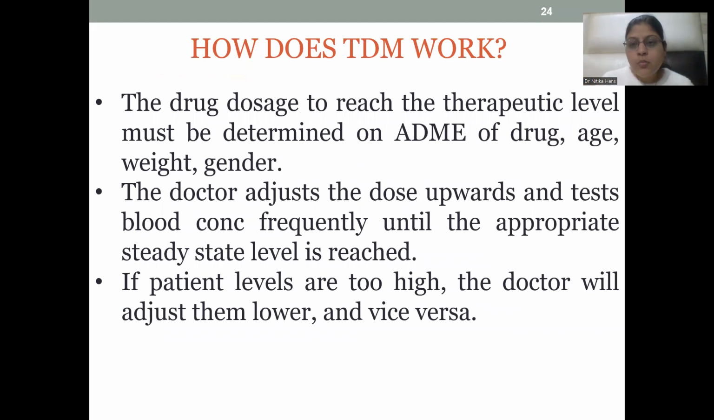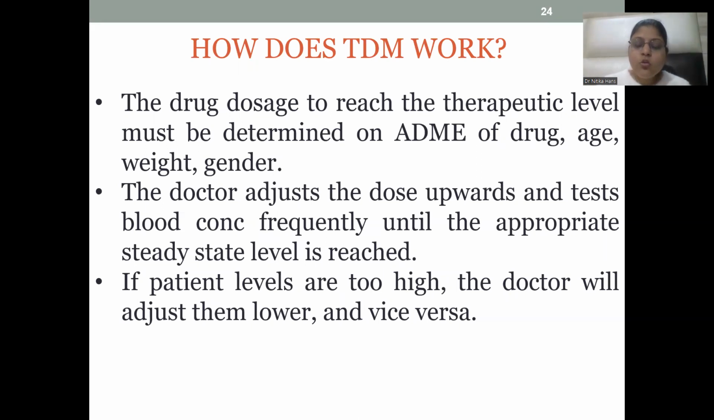How does therapeutic drug monitoring work? The drug dosage to reach the therapeutic level must be determined based on absorption, distribution, metabolism, excretion of the drug, age, weight, and gender. Means it can be determined by these pharmacokinetic parameters of the drug. Age, weight and gender of the patient can vary the absorption, distribution, and metabolism of the drug. The doctor adjusts the dose upwards and tests blood concentration frequently until the proper steady state level is achieved.